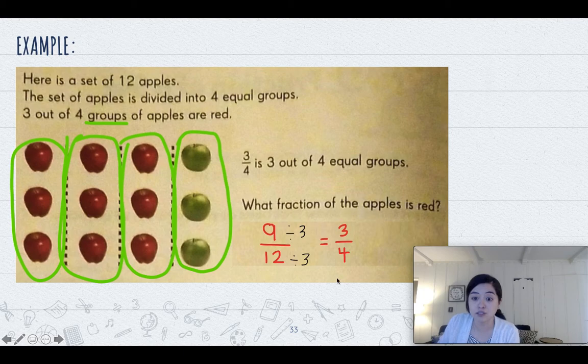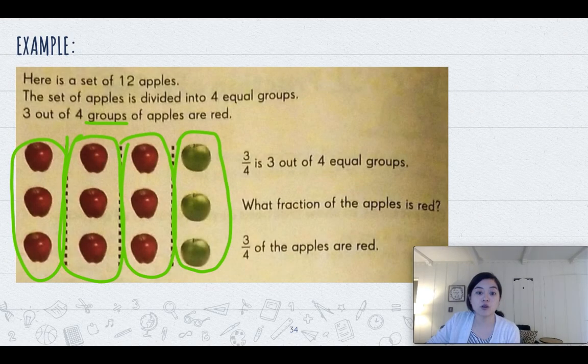This is in simplest form because I cannot divide the numerator and denominator anymore by another number besides 1. Okay, so no, you can do it like this. You can just count the individual specified parts that they're asking for, which is red, and then the total parts. Or you can also find the answer of the fraction by looking at the equal groups.